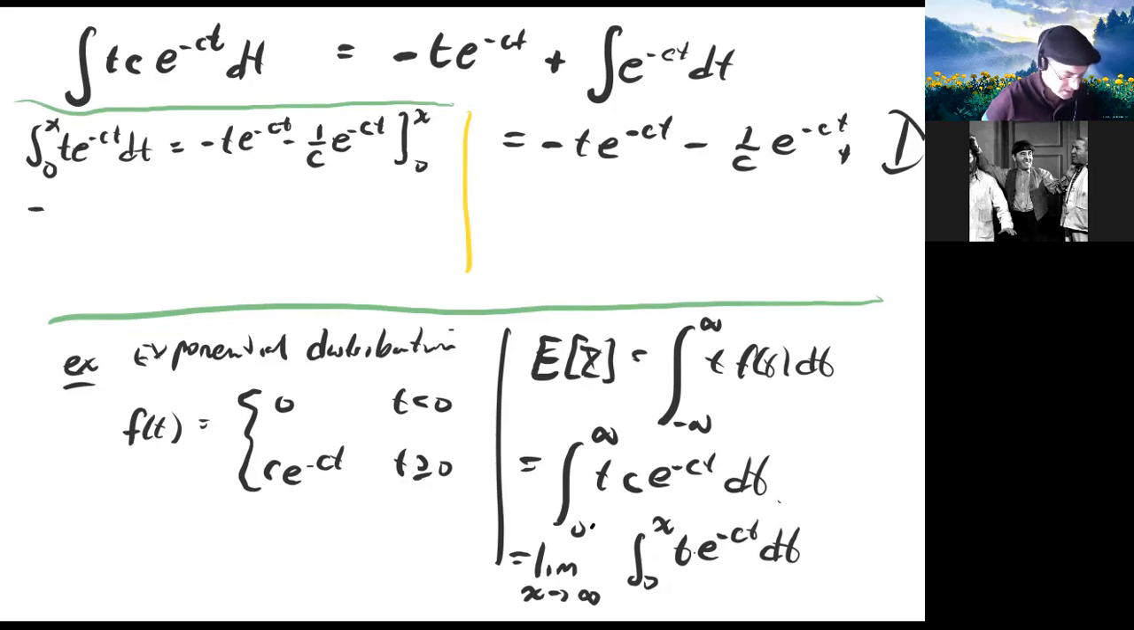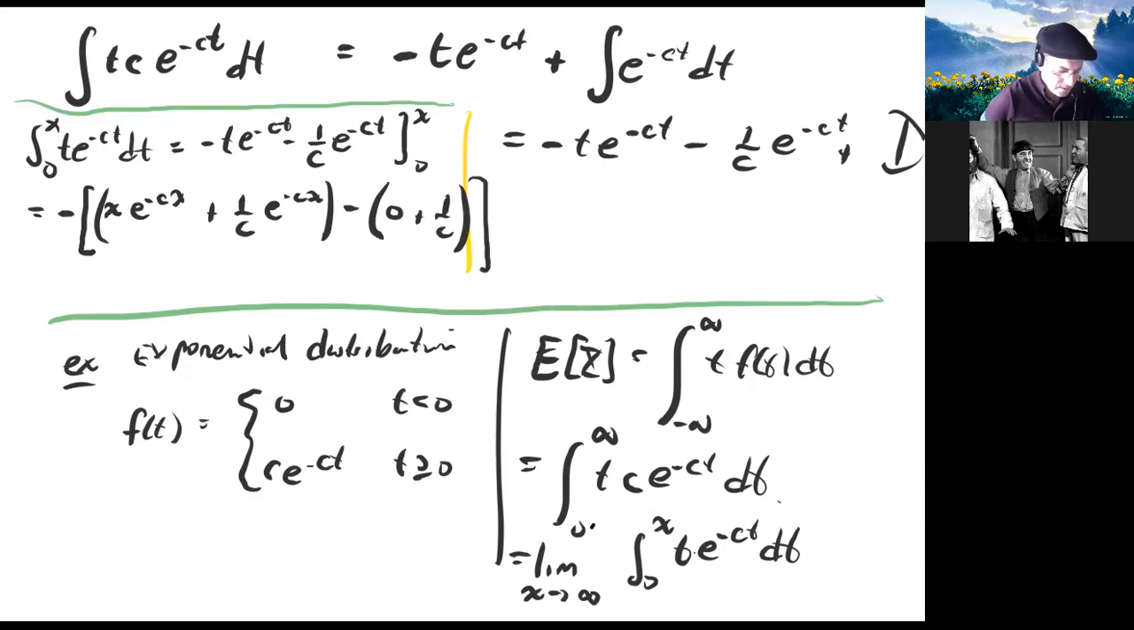Okay, so what does that give us? When we evaluate it at x, let me factor out a minus sign. When we evaluate it at x, we're going to get x e to the minus cx plus 1 over c e to the minus cx, and that would be the evaluation at t equals x. And the evaluation at t equals 0 would be 0 plus 1 over c.